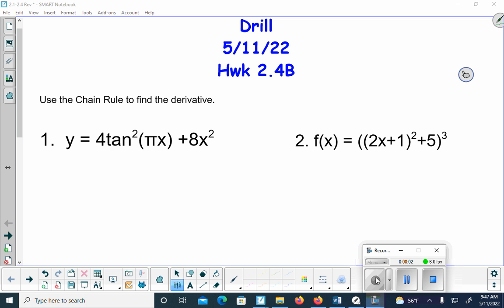This one you have to do the chain rule. So when you take the derivative, you go term by term, right? So when I go to find the derivative of this, I'm going to take the derivative of the first term. I see that I have something squared, taking the tangent of something, and then I have the pi x, right? So I'm going to take 3 derivatives in this first term. Does that make sense?